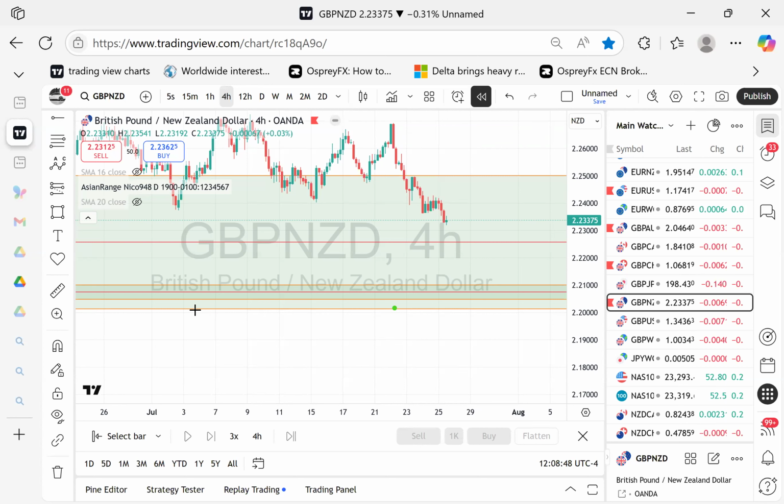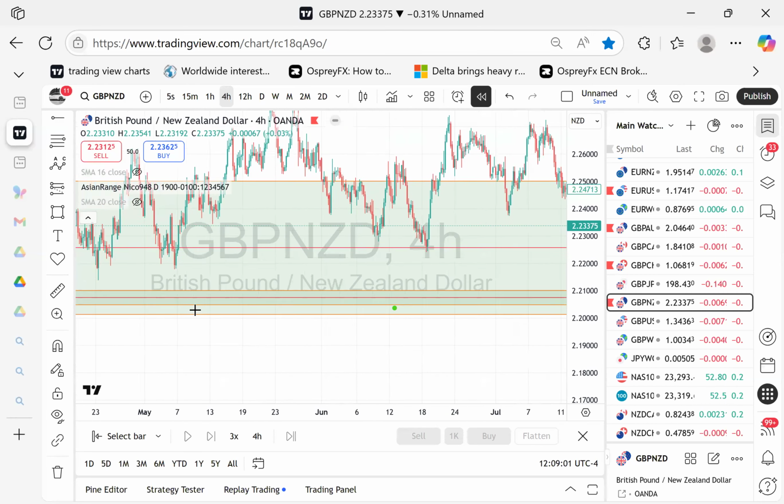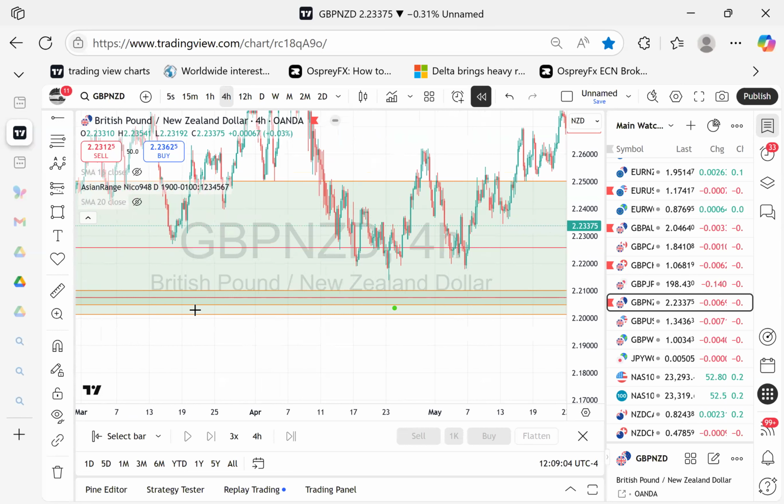So that's like a double confluence when you see the imbalance in the order block. I guess you can call it a double confluence, but it's just the way it is. When you have an order block, an imbalance, and a break of structure, price is always coming back. It's always going to come back.